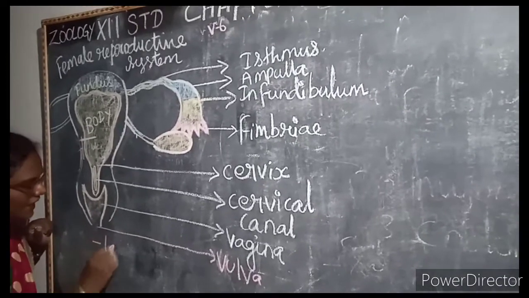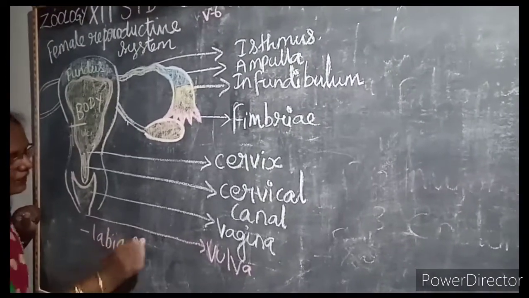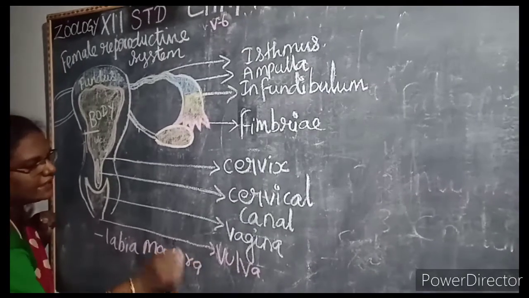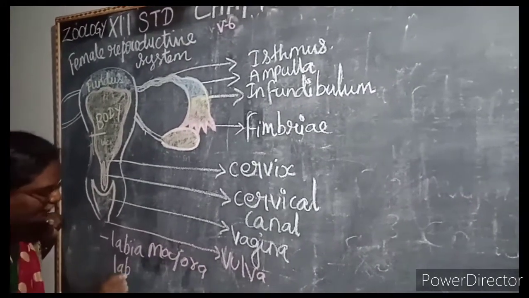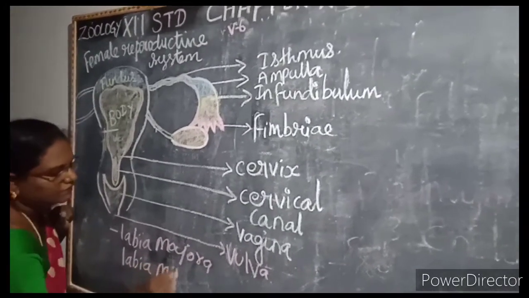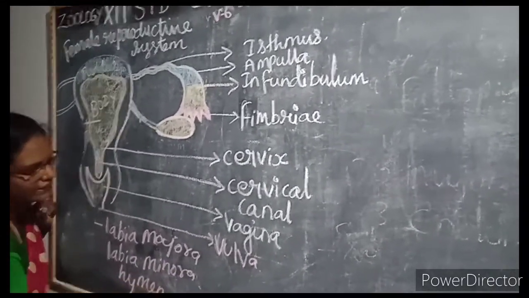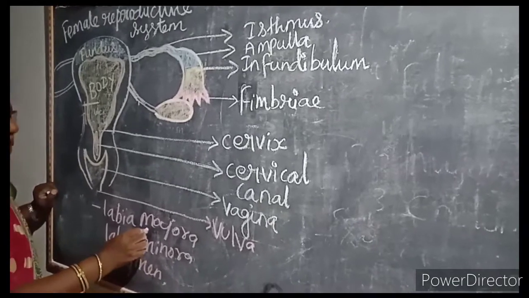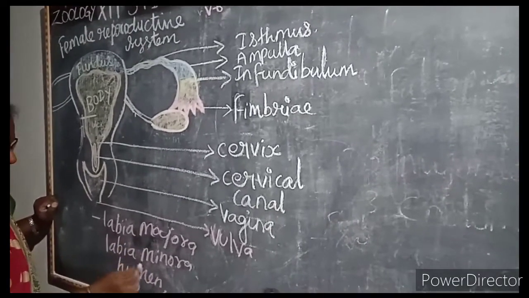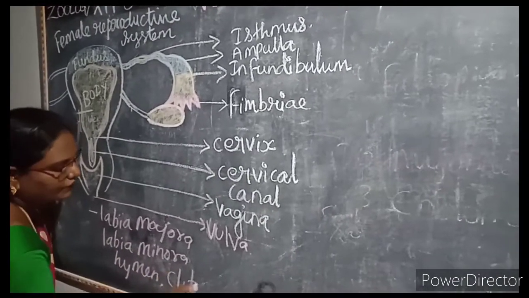First one is the labia majora. Labia majora, you can see it in the picture. Labia minora, then hymen and clitoris. So what are the parts of the vulva? Labia majora, labia minora, hymen and clitoris.